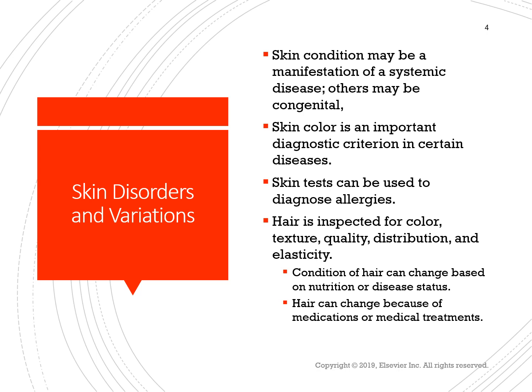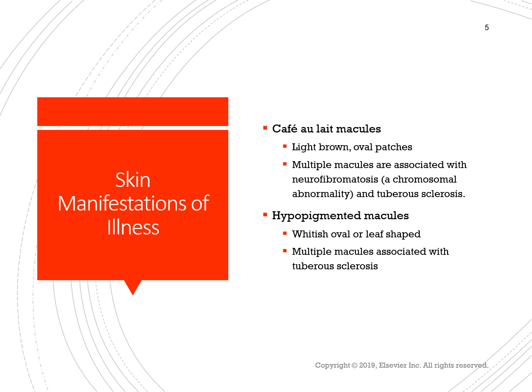Port wine nevi, which can be seen in figure 30.4 on page 702, are present at birth and are caused by dilated dermal capillaries. On page 702, you can read about some different skin manifestations of illness, including café au lait macules, hypopigmented macules, a butterfly rash, scaling skin eruption, and vascular birthmarks.